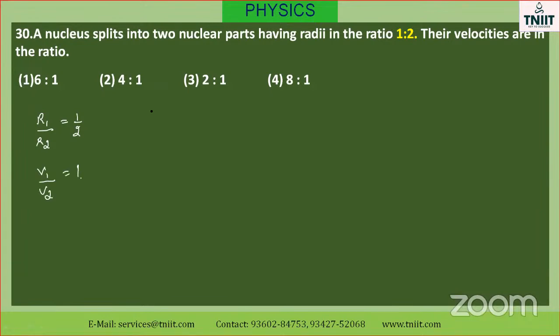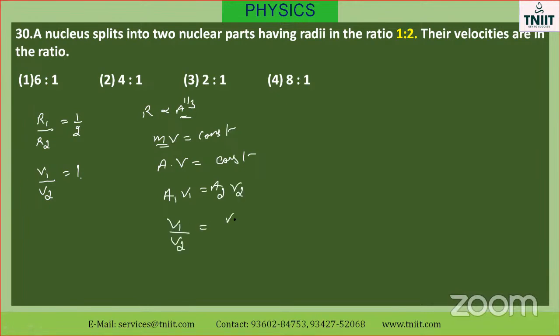V1:V2. You know that radius is proportional to A power 1 by 3, and you know that mass into velocity should be a constant. Here mass is represented with mass number. Mass number into velocity should be a constant. So this clearly tells A1 V1 should be equal to A2 V2. So V1 by V2 will be equal to A2 by A1.